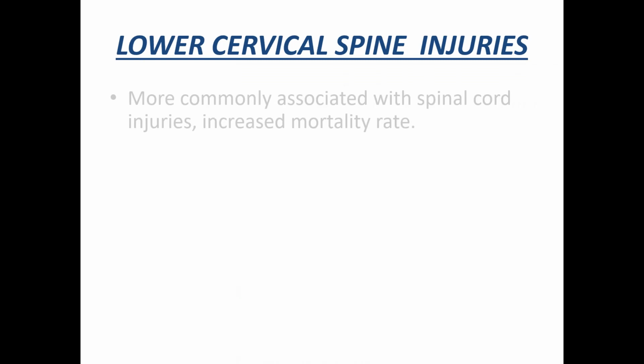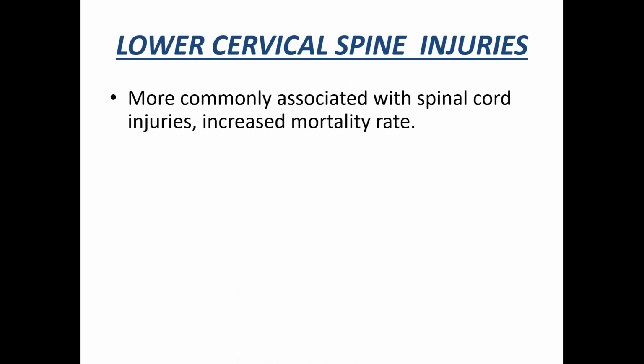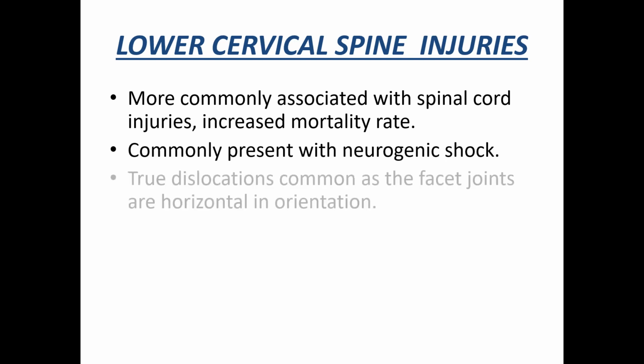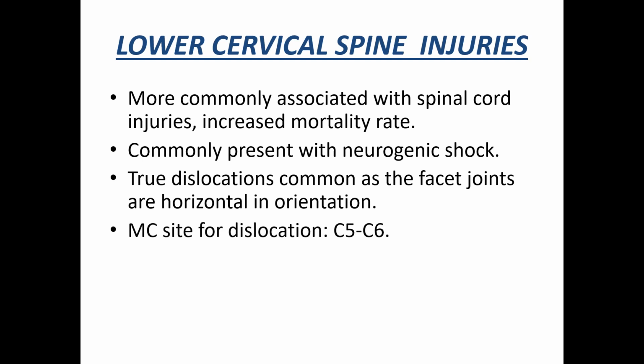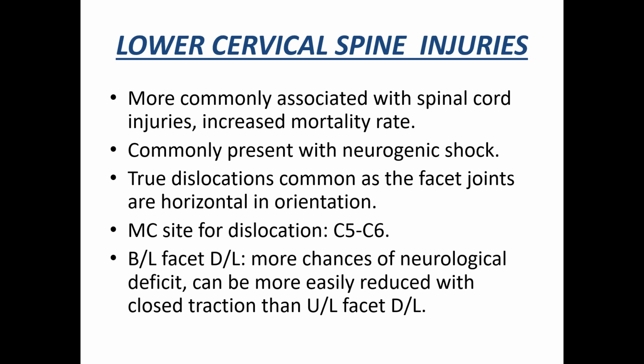It's an avulsion injury. Lower cervical spine injury is more commonly associated with spinal cord injury and increased mortality rate, and commonly presents with neurogenic shock. True dislocations are common as the facet joints are horizontal in orientation. The most common site for dislocation is C5-C6. Bilateral facet dislocation has more chances of neurological deficit, and can be more easily reduced with closed traction than unilateral facet dislocation.